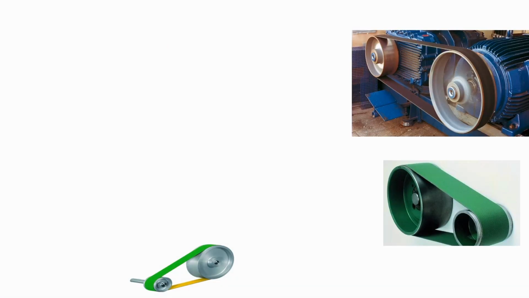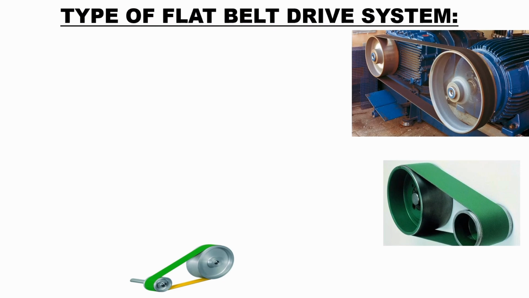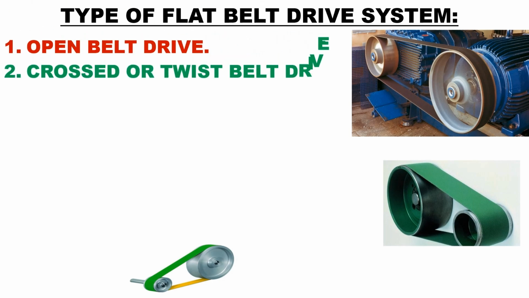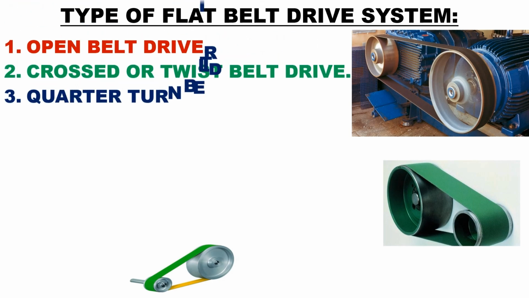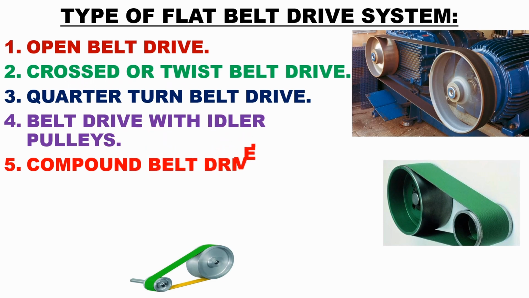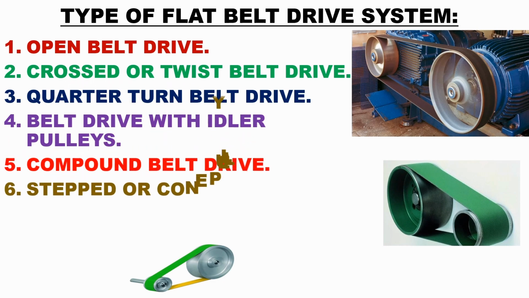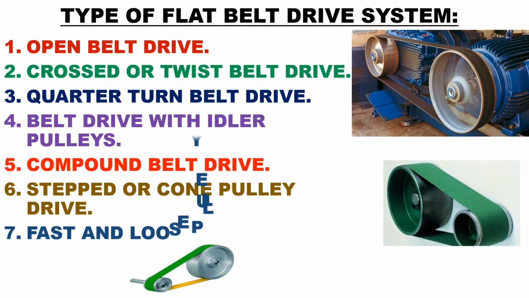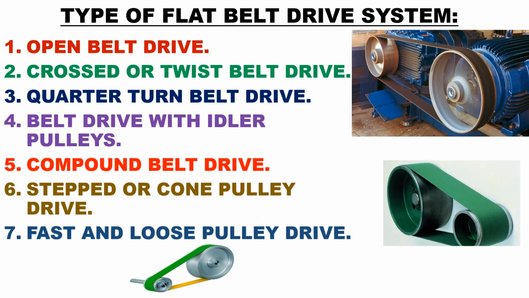Today, we will understand the types of the flat belt drive system. The first type is open belt drive. The second type is crossed or twist belt drive. The third type is quarter turn belt drive. The fourth type is belt drive with idler pulleys. The fifth type is compound belt drive. The sixth type is stepped or cone pulley drive. The seventh type is fast and loose pulley drive. The upcoming slides will discuss this topic.